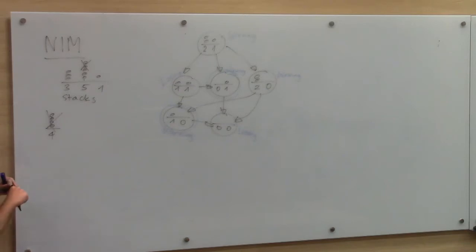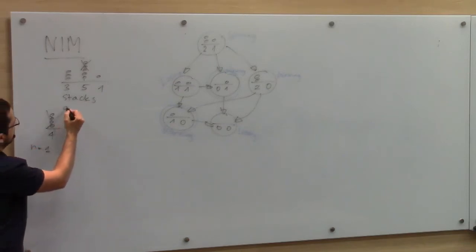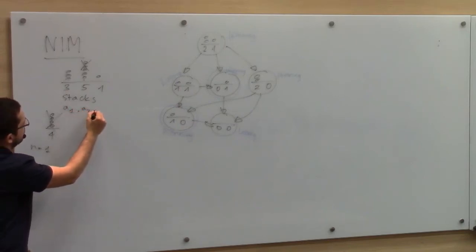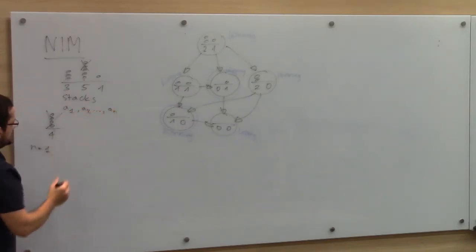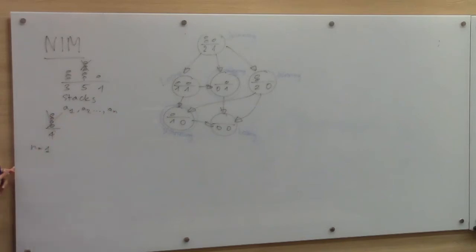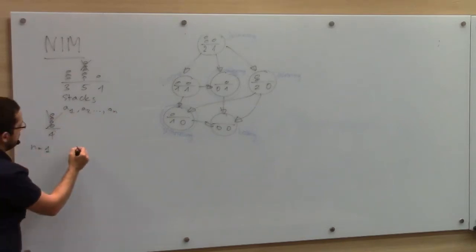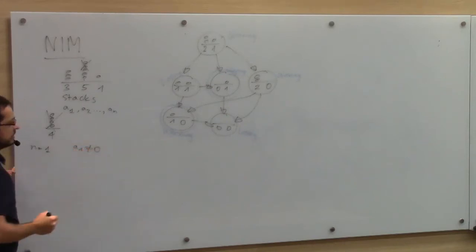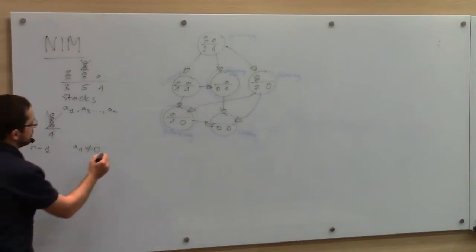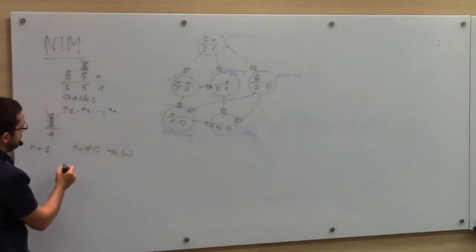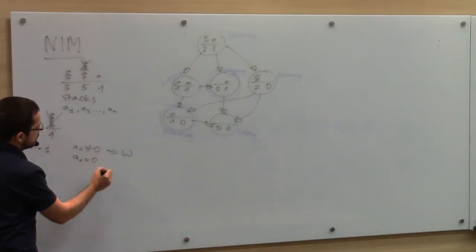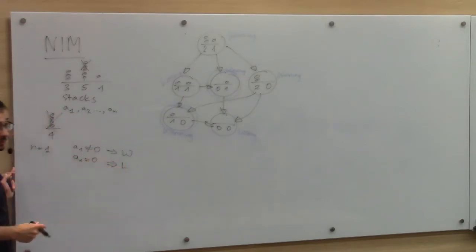So if the number of stacks is 1, let's say that the stacks are A1, A2, up to AN, the number of elements in each stack. You know that if A1 is non-zero, you can make a valid move by taking A1 elements, and you know that this is a winning position. And of course, if A1 is equal to 0, this is a losing position, because you cannot make any move.